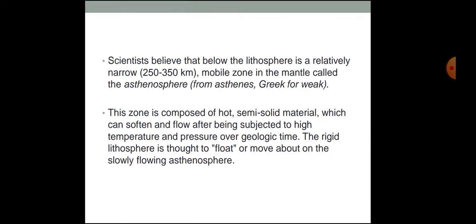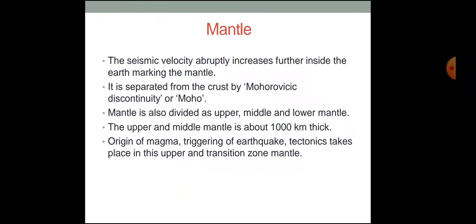called the asthenosphere, from asthenes, Greek for weak. This zone is composed of hot, semi-solid material which can soften and flow after being subjected to high temperature and pressure over geologic time. The rigid lithosphere is thought to float or move about on the slowly flowing asthenosphere mantle.